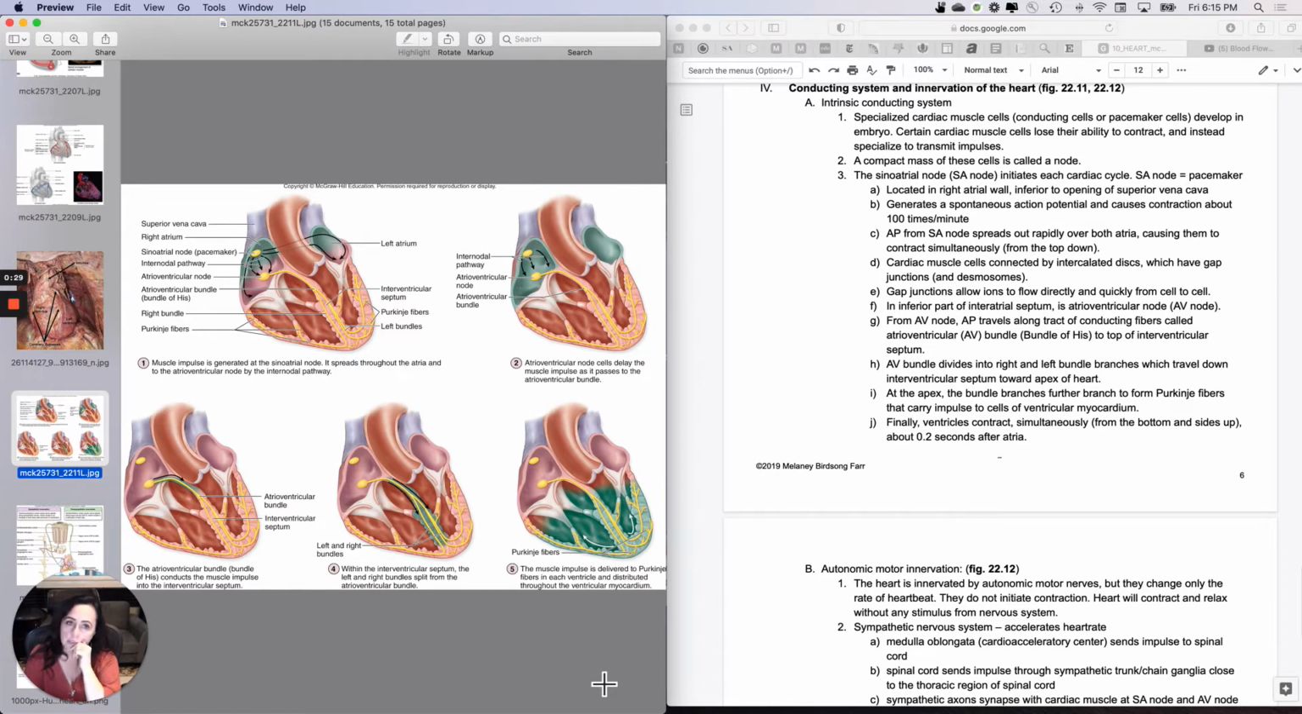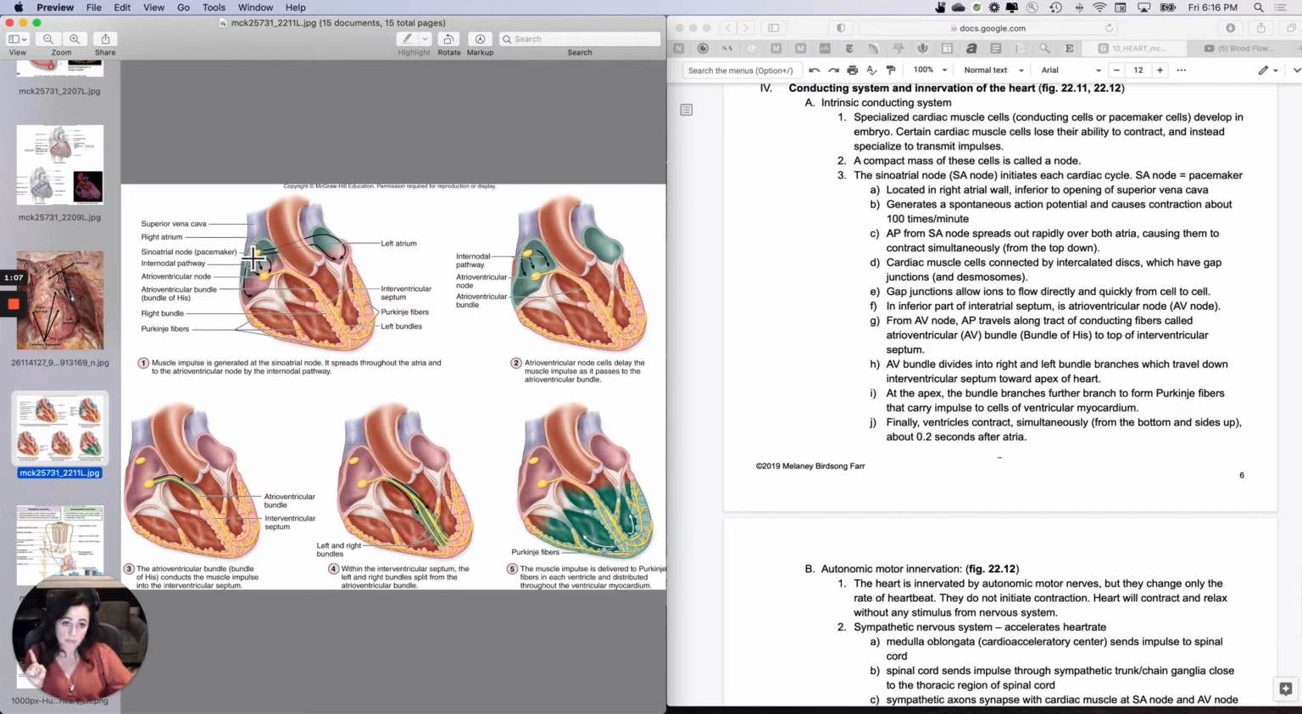So let's learn about what we call the conducting system of the heart, as in a conductor. There are specialized cardiac muscle cells that exist in a few places in the heart. They are called conducting cells or pacemaker cells. Embryonically, instead of developing actin and myosin and the ability to contract, they specialize for transmitting impulses that will cause contractions in other cells. A compact mass of those cells is called a node. You have two nodes, and some you have in chains instead of a compact mass.